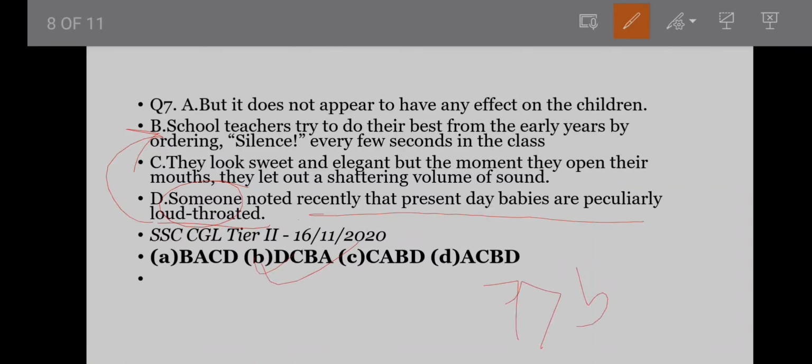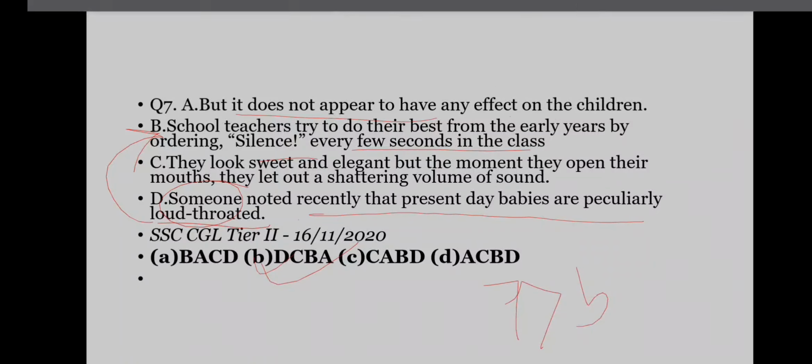They took sweet and elegant, but the moment they opened their mouth, they let out a shattering volume of sound. That's why school teachers order silence every few seconds in the class, but it doesn't appear to have any effect on the children, right? So 7 will be option B, D, C, B, A, right?